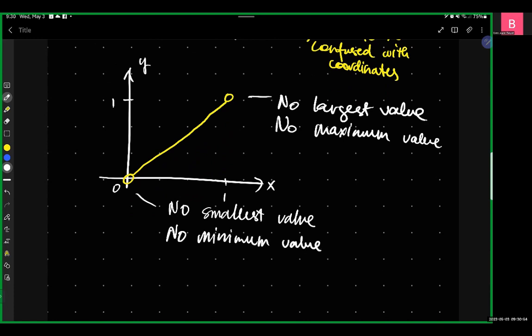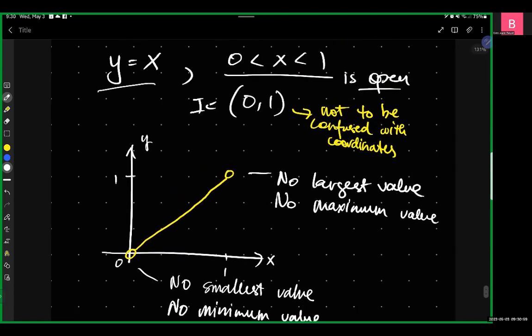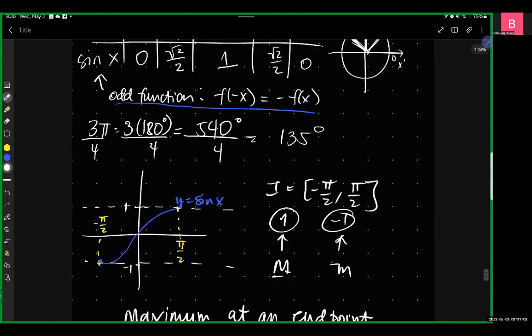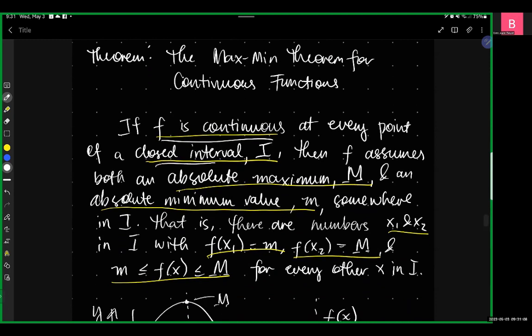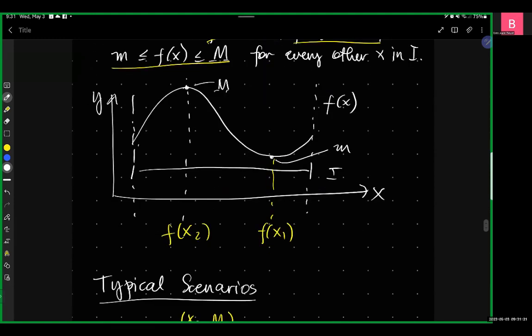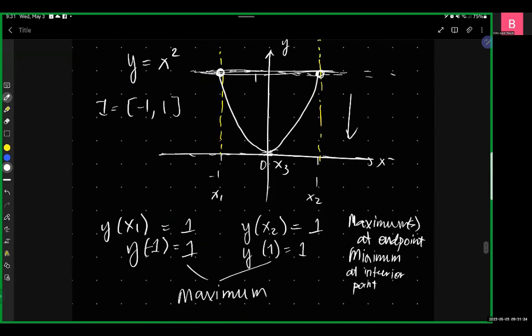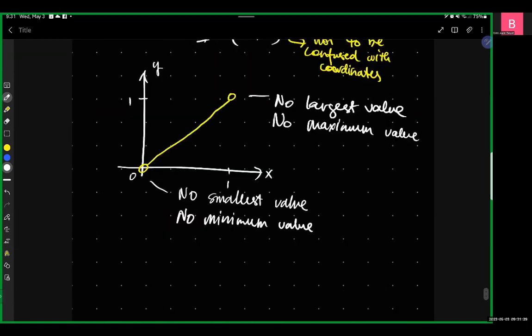Okay? Why is that? Because of the Max Min theorem. Let me just flash it on the screen again. The Max Min theorem asks us to find a function that is continuous on a closed interval. But the given interval is open on both endpoints. Meaning the Max Min theorem does not hold for this function. So that is the idea. If it does not meet the requirement that the function must be continuous and the interval must be closed, then the function does not have a maximum or minimum, no?